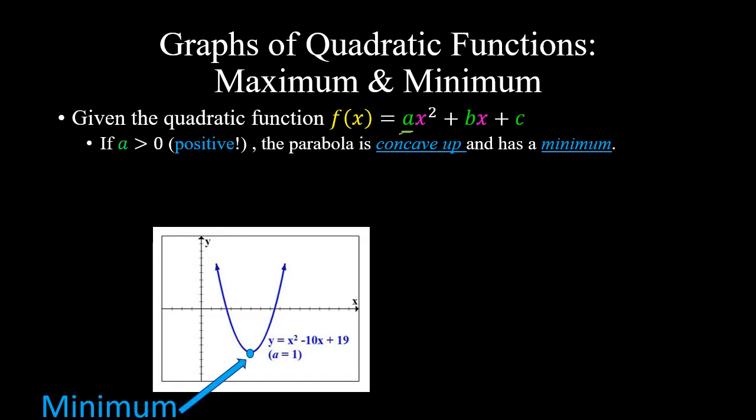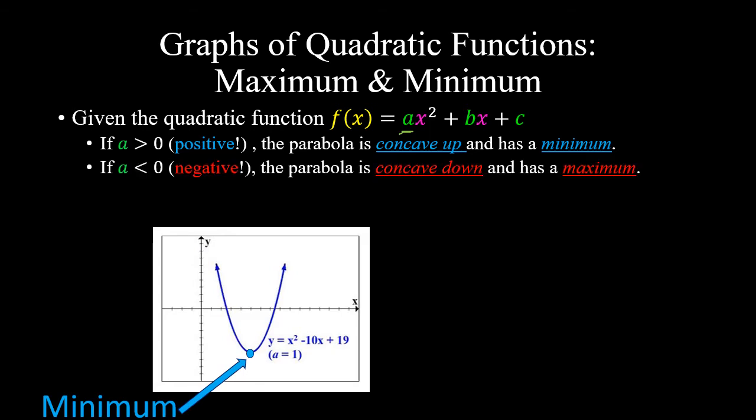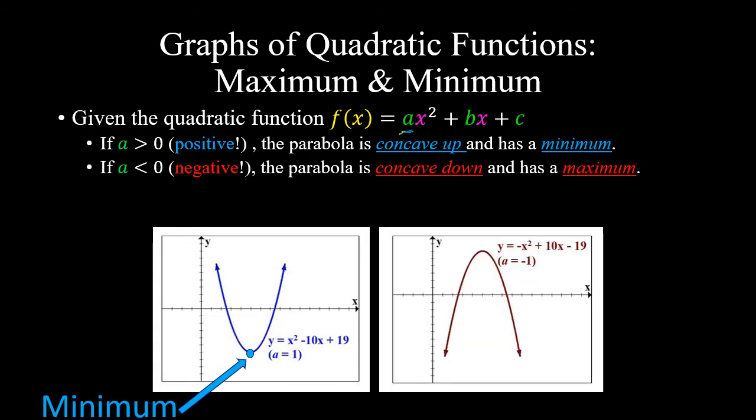And that should make sense, you guys, because minimum, you think smallest. It's down here on the bottom of the graph. Minimum point. Well, conversely, if A is negative, so if A is less than 0, this A term right here, that means the parabola is concave down, which we just talked about, shaped like the A, and it has a maximum. And what is the maximum? It's that top point.